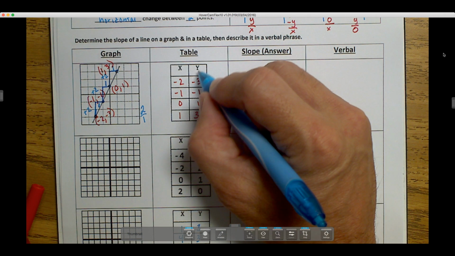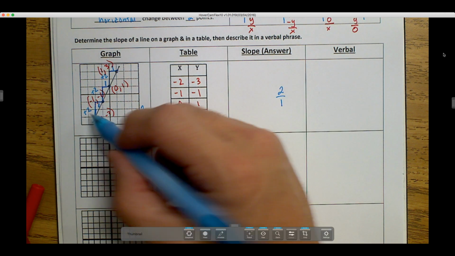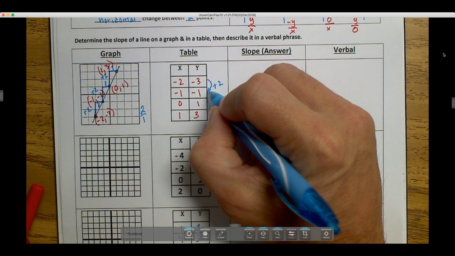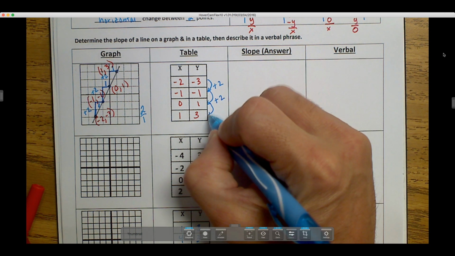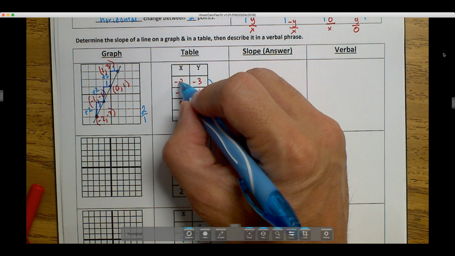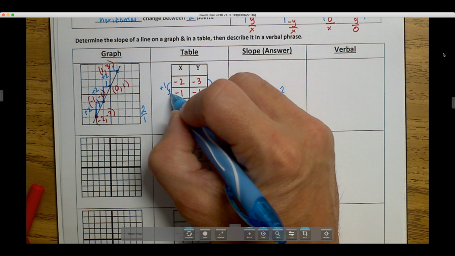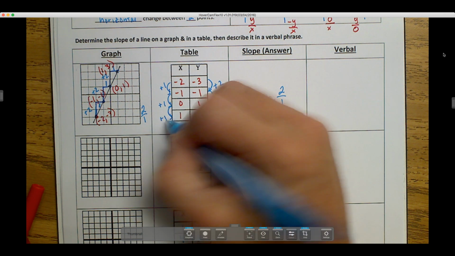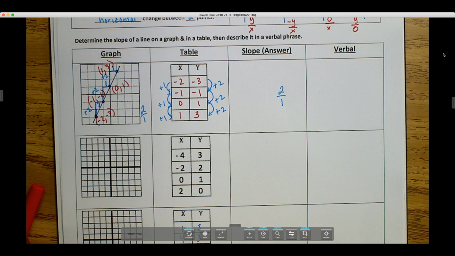Now, when I look at my table, I should get the same thing. So let's see. Our change in our y values, and y's are your vertical change, so it should be +2 each time. Well, -3 to -1 is +2. -1 to +1 is +2. +1 to +3 would be +2. From -2 to -1, we are adding 1. From -1 to 0, we add 1. And from 0 to 1, we add 1. So this just goes to show that our slope is 2/1.